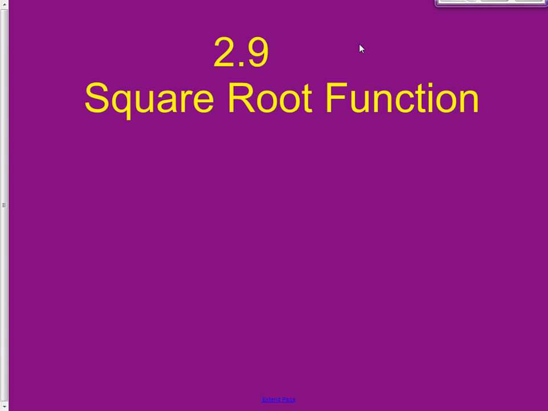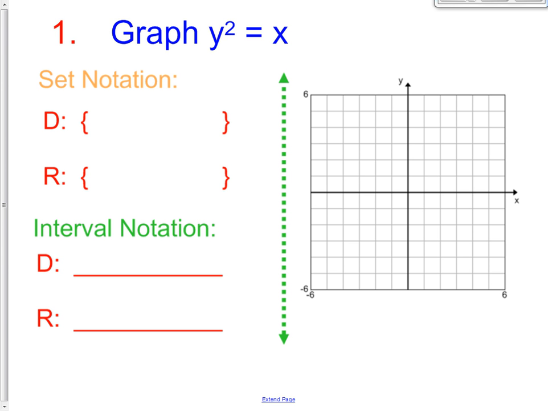This is the square root function. It's lesson 2.9. The reason why we talk about the square root function is because so often in mathematics we talk about the inverse, such as the inverse of adding is subtracting. It's the opposite. The inverse of multiplying is dividing. Well, we talk about squared numbers a lot, and the inverse of squaring a number is square rooting that number.